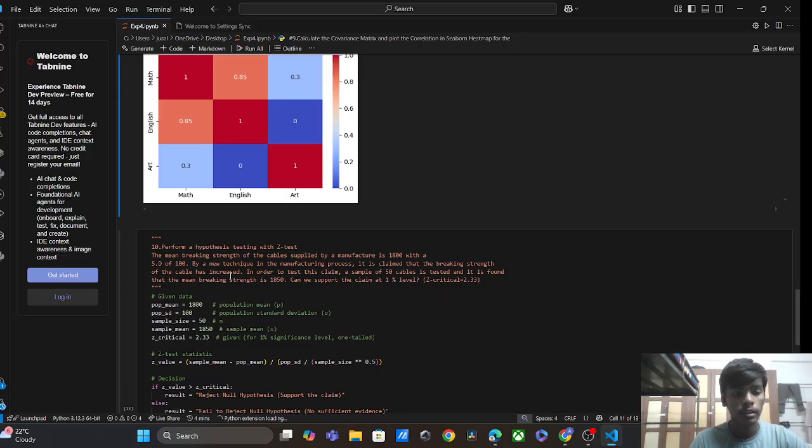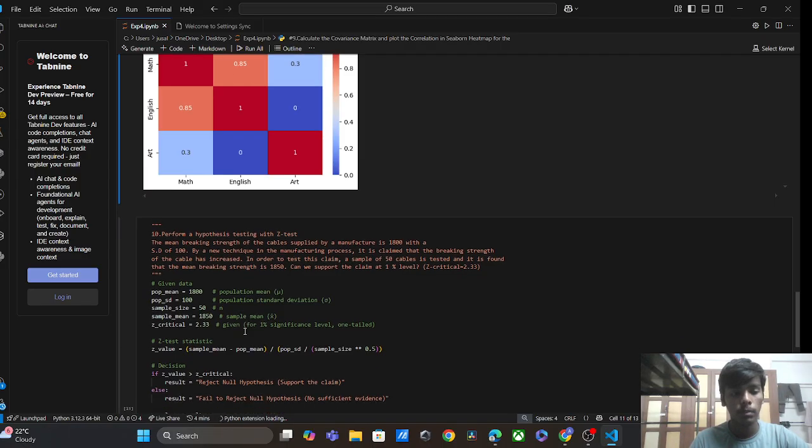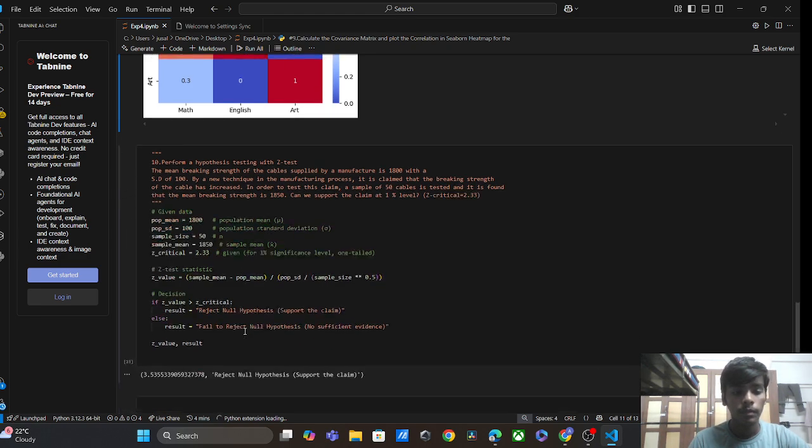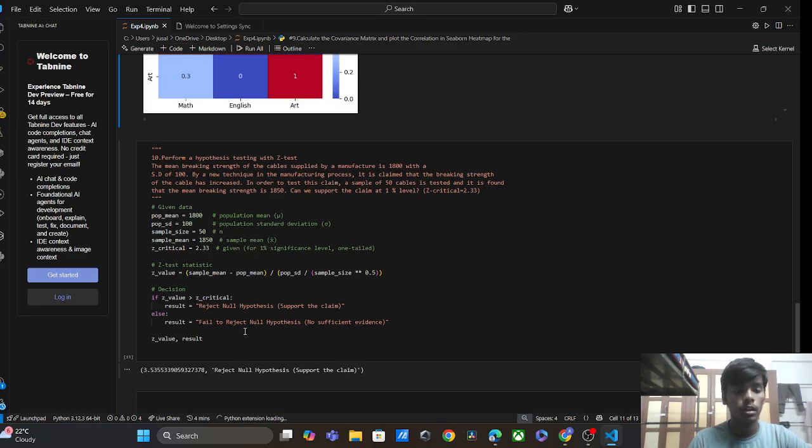This is my 10th question. Finally, in the 10th question, we do a z-test. The population mean breaking strength is 1800, but our sample of 50 cables has a mean of 1850. We calculate the z value and compare it with the critical value 2.33 at 1% significance. Since our z value is greater, we reject the null hypothesis. The new manufacturing method likely increases the cable strength.